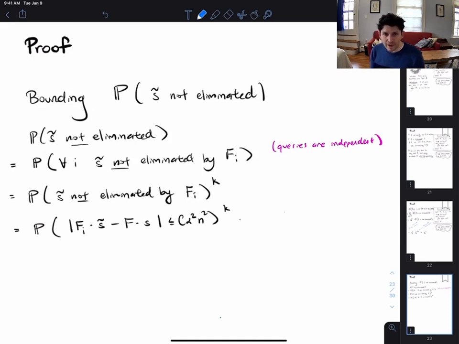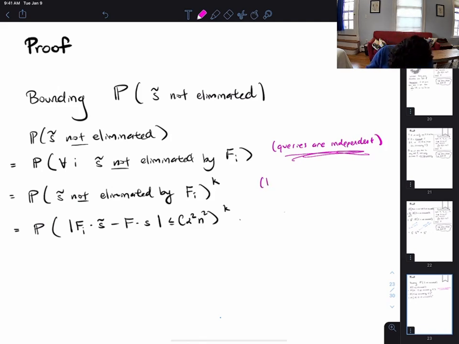We want to bound the probability that some S tilde is not eliminated. And that is the probability that for every single query we ask, S tilde is not eliminated by the query fi. The important thing is that the queries are random and independent. Really important: the queries are not only random, but they're independent from one another. So the event that S tilde is not eliminated by query 1 and S tilde is not eliminated by query 2 are independent events. And that means that the probability that S tilde is not eliminated by any query is the product of the probability that it's not eliminated by each query.